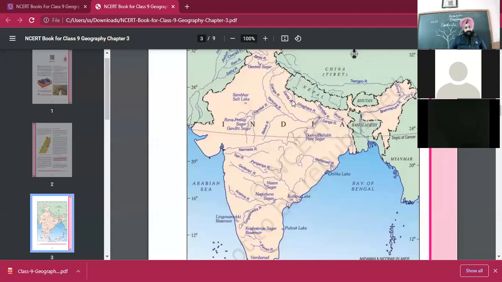Yamuna joins the Ganga. This bears a resemblance to a T-shaped pattern, in which different streams, Chambal and Betwa, come from the southwest of the country. Finally, they join the Yamuna, and then the Yamuna, after crossing a distance of 310 kilometers, joins the Ganga at Allahabad. Clear? Is the example clear?